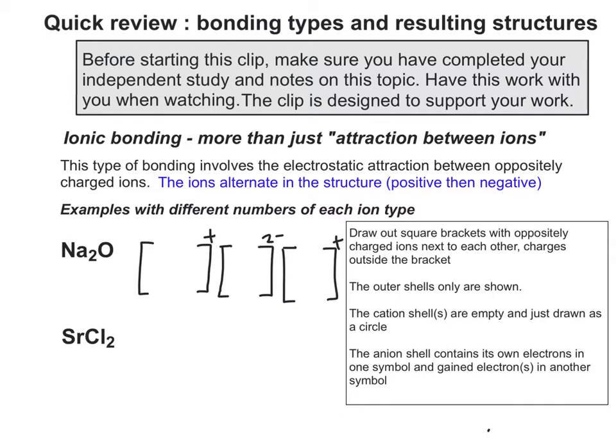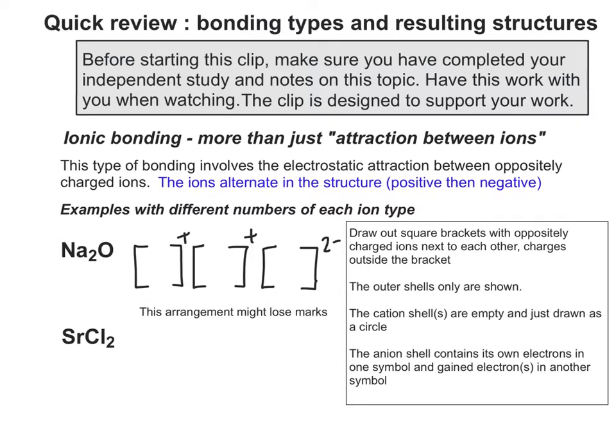Okay, so you can do it that way as well. The important thing to remember is that the square brackets that butt up next to each other are oppositely charged. So that arrangement might lose marks because you've got 2 positively charged ions apparently attracting to each other. So the highlighted part implies 2 positive ions attracting, which wouldn't happen.